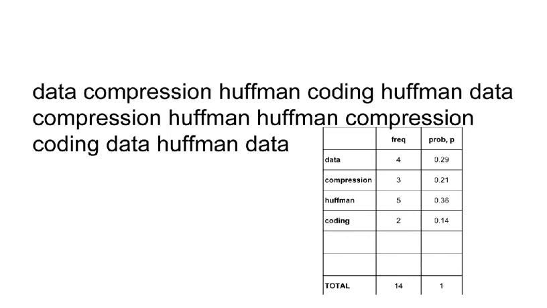The different strings that occur in this particular text are data, compression, Huffmann, and coding. I count the number of occurrences: data is 4, compression is 3, Huffmann is 5, and coding is 2. The total number of strings is 14. Once I have the frequency, I can calculate the probability, which is just the frequency divided by the total frequencies. So for data it is 0.29, compression is 0.21, Huffmann 0.36, and coding is 0.14. Note that the total probability equals 1.